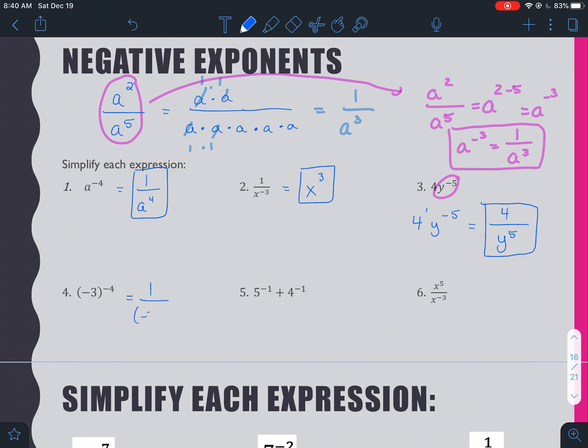Negative 3 raised to the negative 4th power would be 1 over negative 3 to the positive 4th power. And if you wanted to reduce this or simplify it, it'd be 1 over 81.